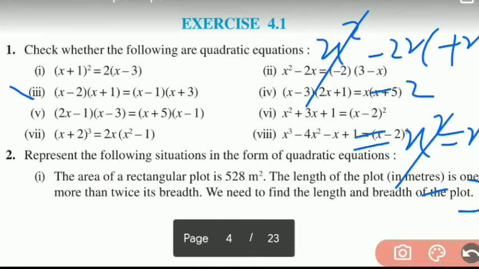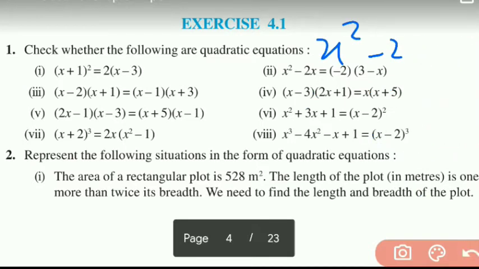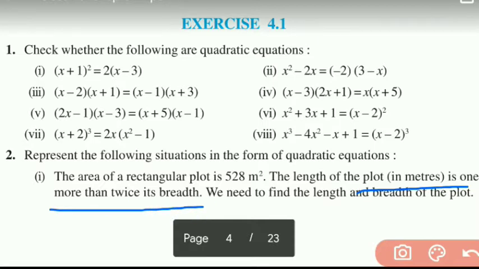Now one question is given to you. The area of a rectangular plot is 528 meters squared. The length of the plot in meters is 1 more than twice its breadth. We only need to focus on this. We know that.